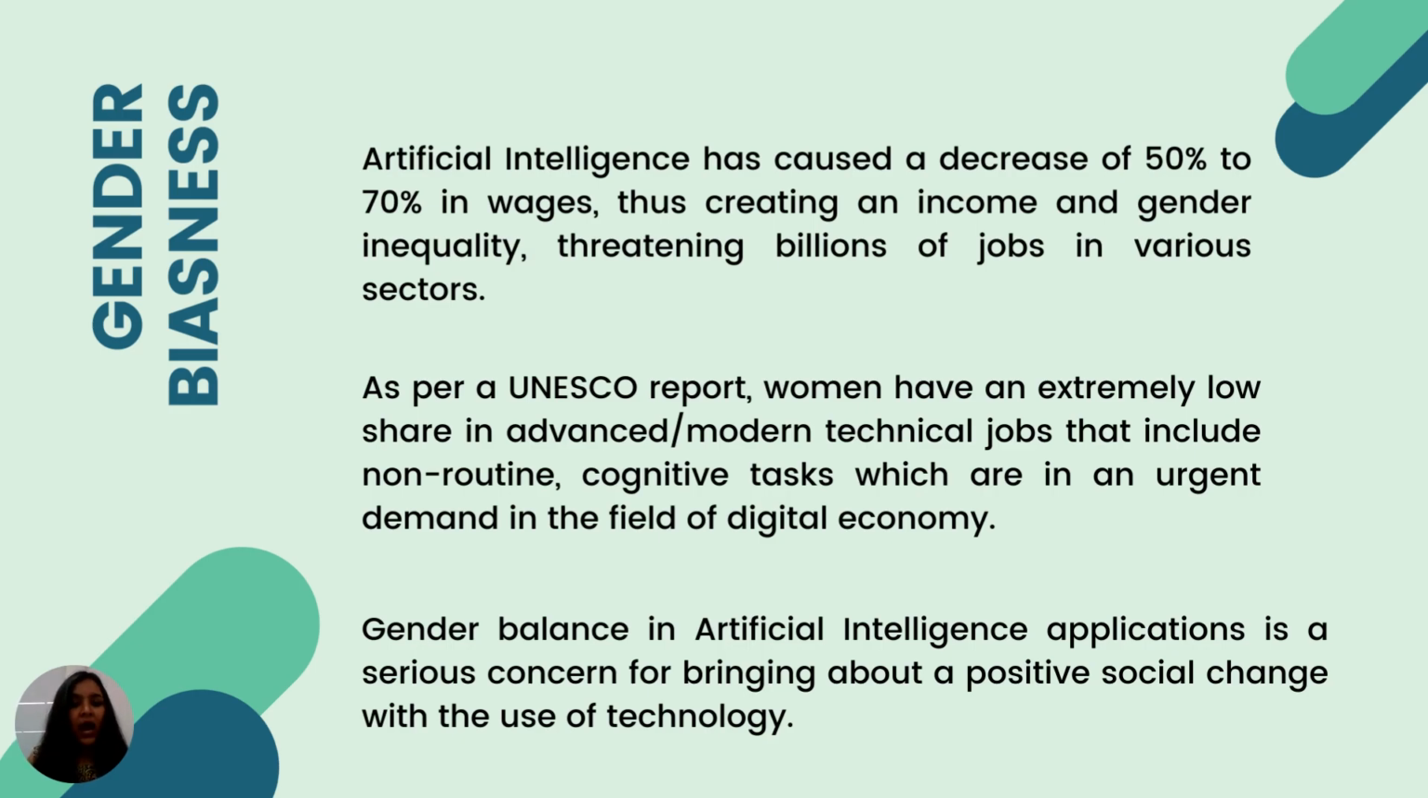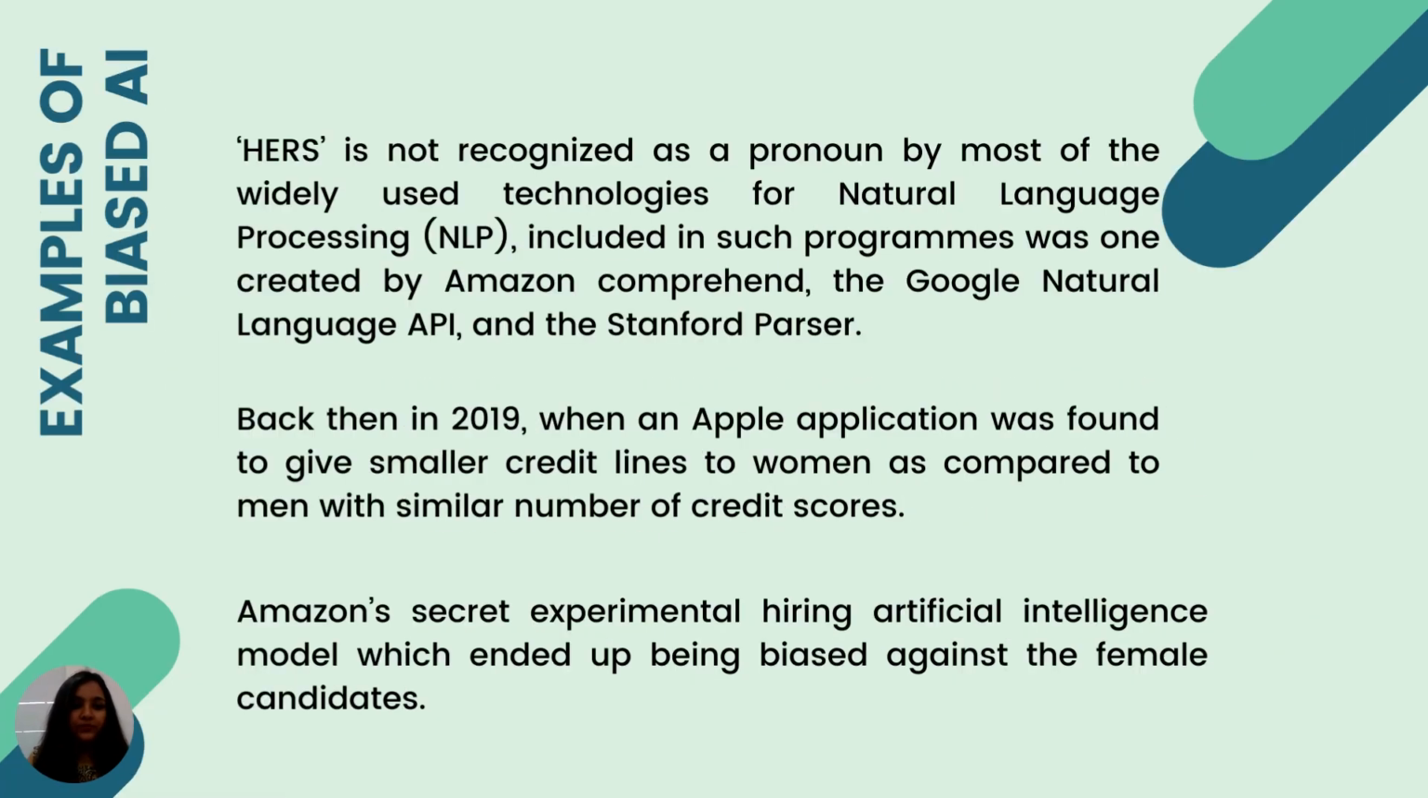Gender balance in artificial intelligence applications is a serious concern for bringing about a positive social change with the use of technology. Here are some examples of biased AI that I would like to elaborate. The pronoun "hers" is not recognized by most of the widely used technologies for natural language processing. Included in such programs were one created by Amazon Comprehend, the Google Natural Language API, and the Stanford Parser.